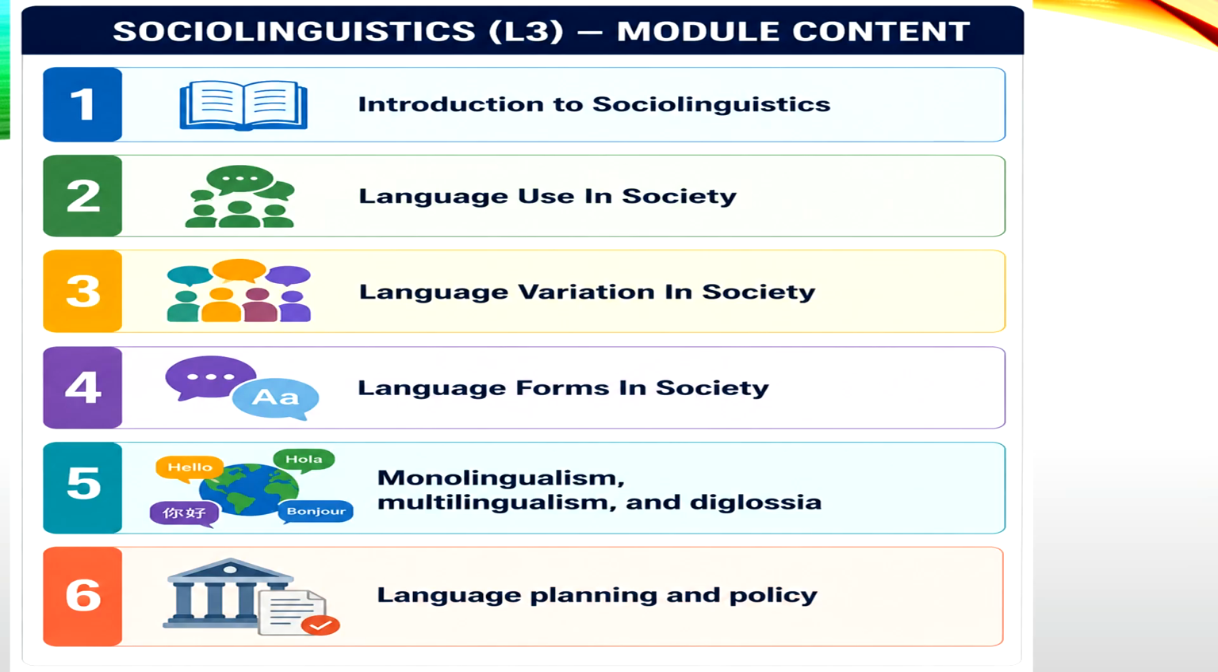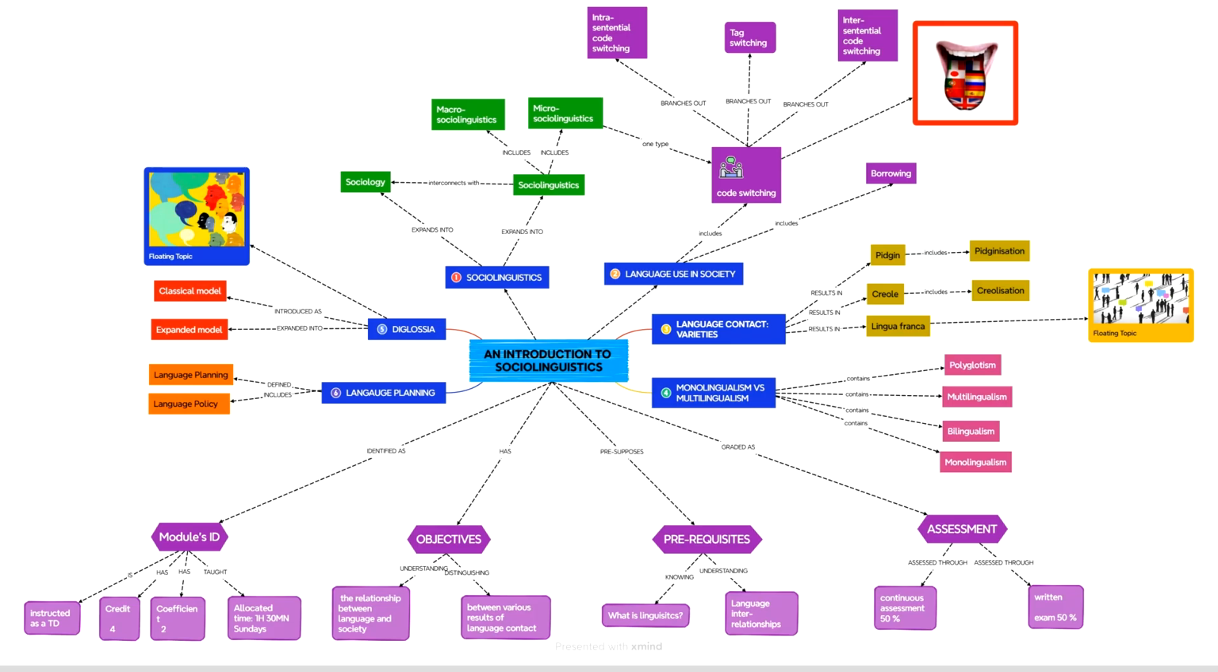It is divided into 6 main lessons, namely Introduction to Sociolinguistics, Language Use in Society, Language Variation in Society, Language Forms in Society, Monolingualism, Multilingualism, and Diglossia, and finally, Language Planning and Policy. This is a conceptual card presenting a general picture of the module of sociolinguistics, including the subtitles of each lesson.